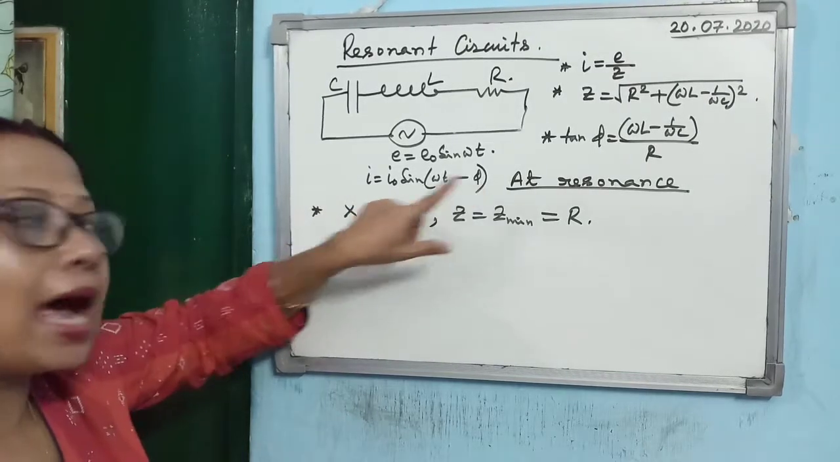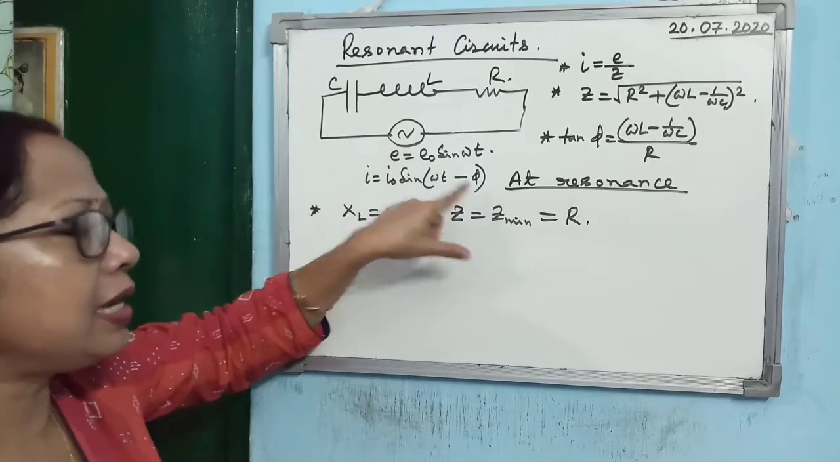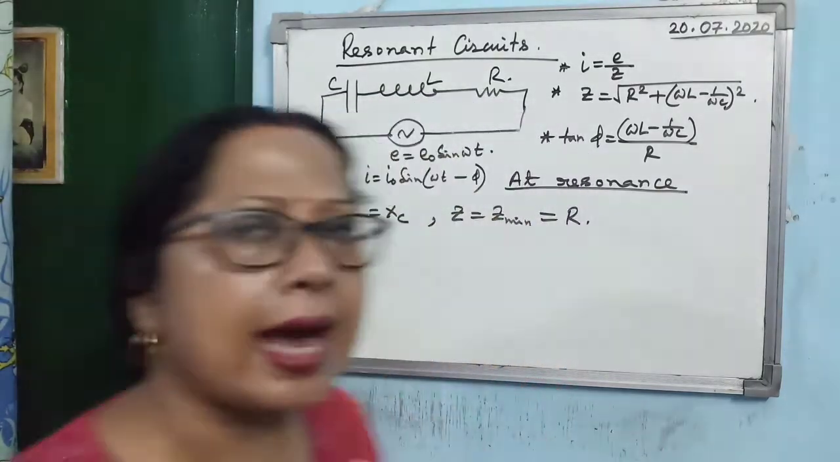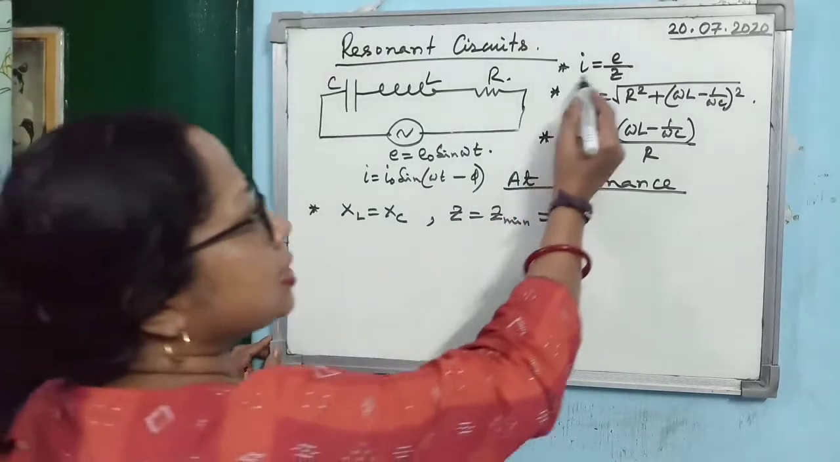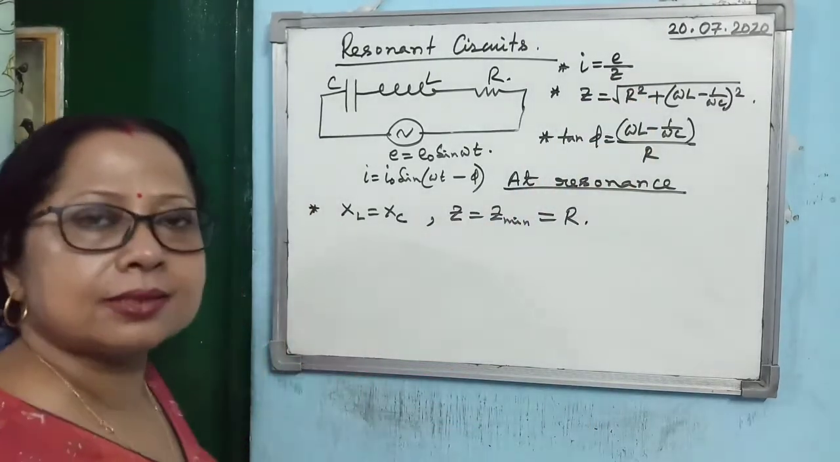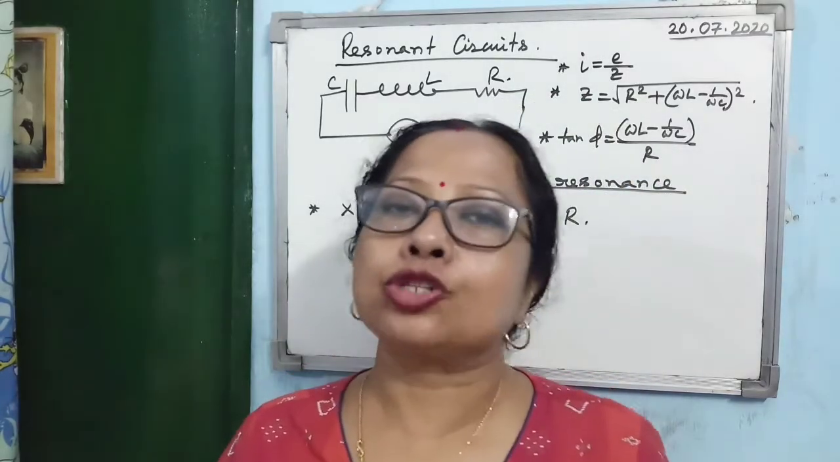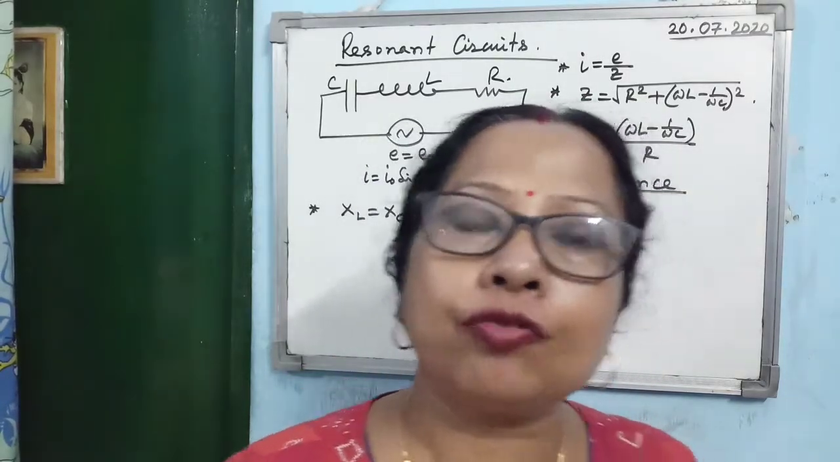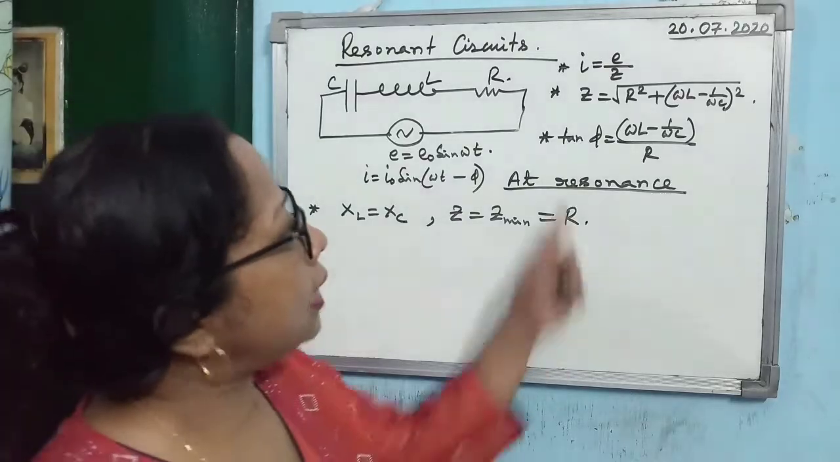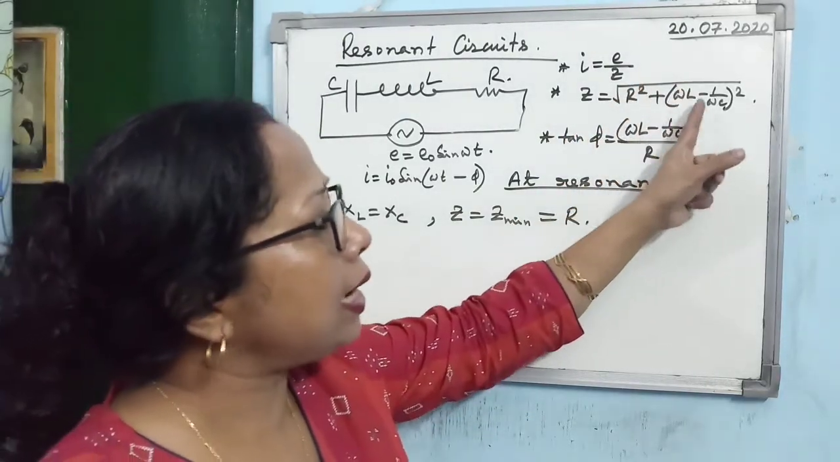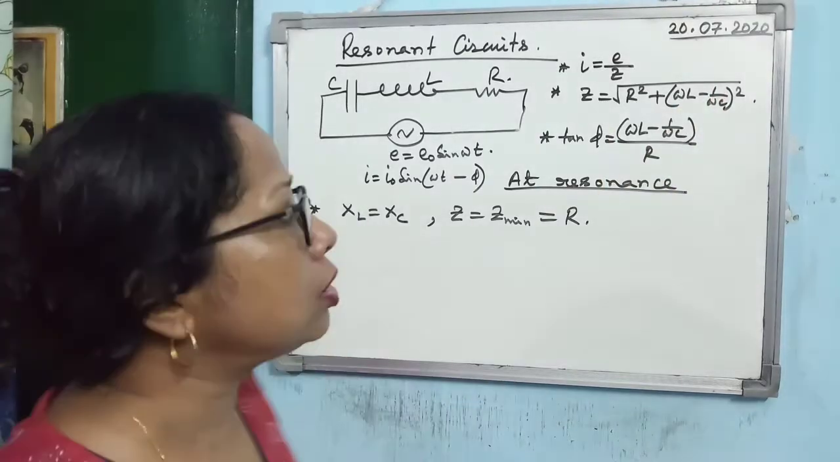It means that I is lagging behind E by an angle phi. So phi is the phase angle between E and I. And you know I is given by E by Z. Z is the impedance of the circuit, meaning the resistance offered by the combination of L, C and R. And the impedance is given by the square root of R square plus (omega L minus 1 upon omega C) whole square.